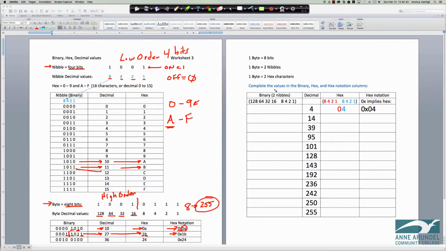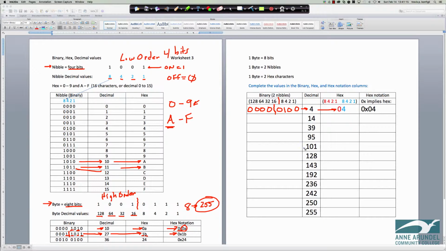All right, now let's move on to the worksheet over here. So we've got the values across the top, right? They're broken down into the 2 nibbles. So decimal 4 in binary would be 0, 0, 0, 0, and then 0, 1, 0, 0. So that would be decimal 4. In hex, we draw the line down the middle, we end up with 0 for the first hex character, and then 4 for the second hex character. So it would be written 0x04.